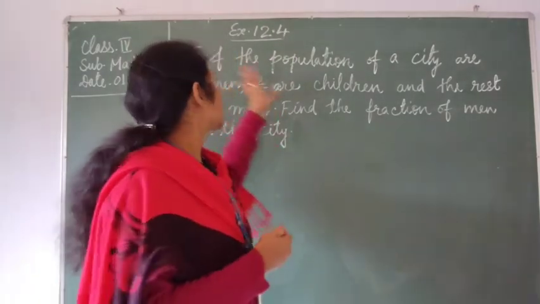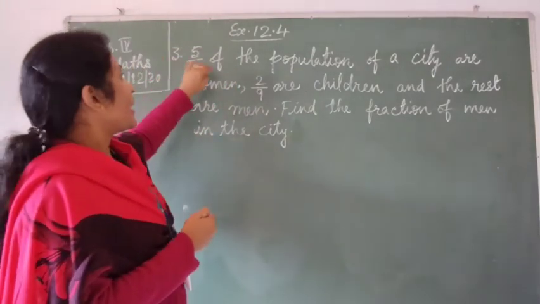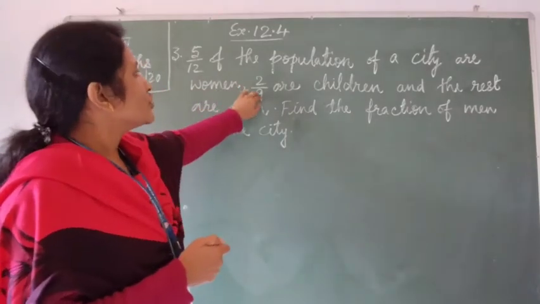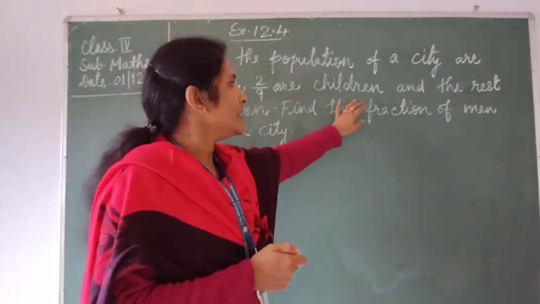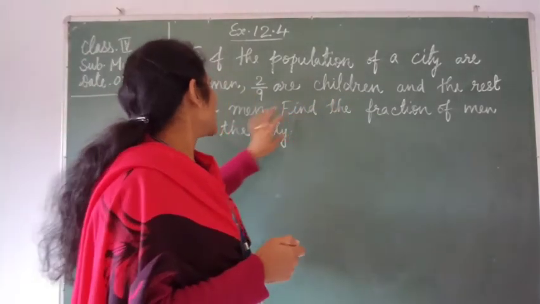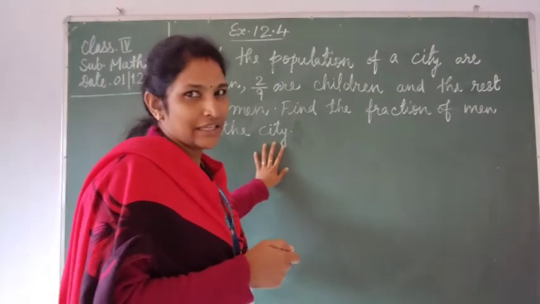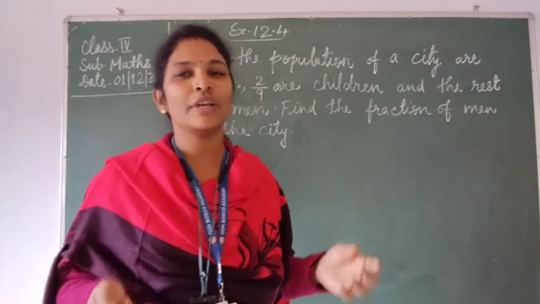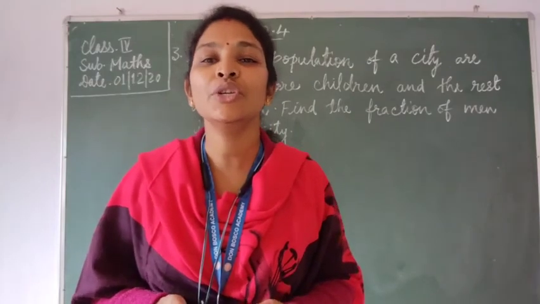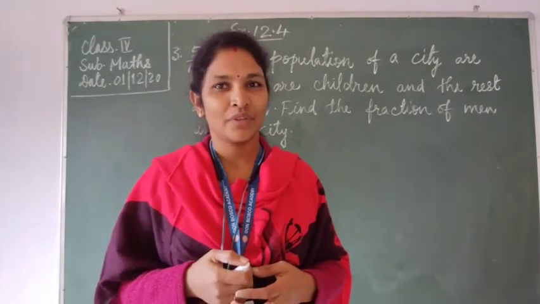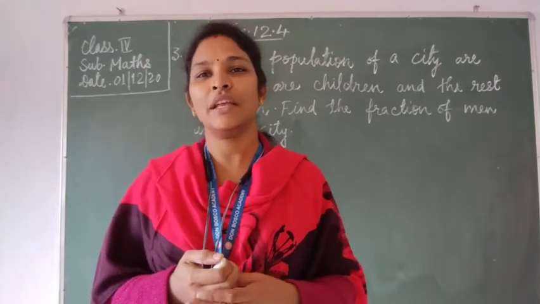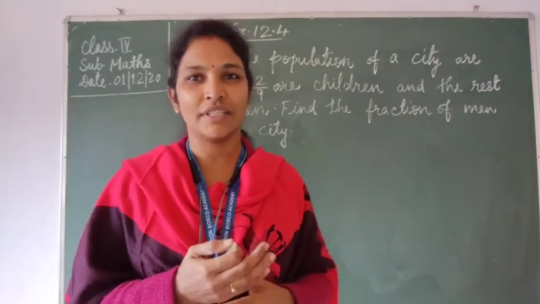Okay, we can see question number 3. 5 by 12 of the population of a city are women. 2 by 9 are children and the rest are men. Find the fraction of men in the city. I have told you, whenever you get a word problem, first you have to see what is to be done to get the answer. And the next step is to find out the statements seeing the numbers given.